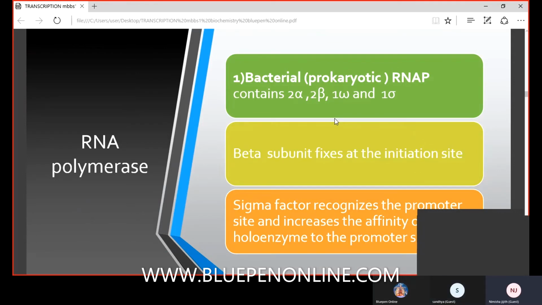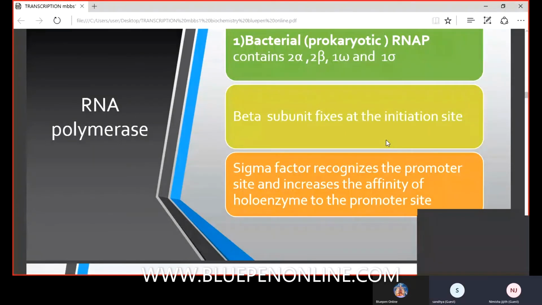Okay. So here, first we discuss prokaryotic RNA polymerase. As I told earlier, bacterial RNAP contains 2 alpha, 2 beta, 1 omega and 1 sigma. Then what are the roles of these subunits? The beta subunit fixes at the initiation site. The sigma factor recognizes the promoter site and increases the affinity of the holoenzyme.